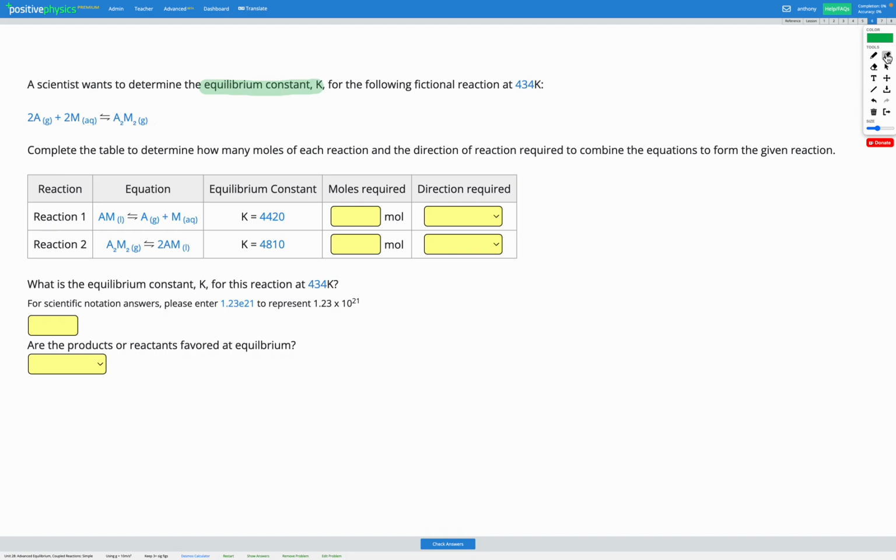To start with, let's identify the reactants and products in our goal reaction. So in our goal reaction, we have A and M. Those are our reactants. So our reactants are A and M. For our products, we have A2M2.